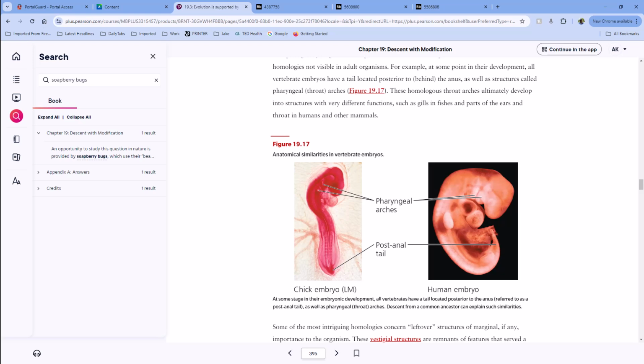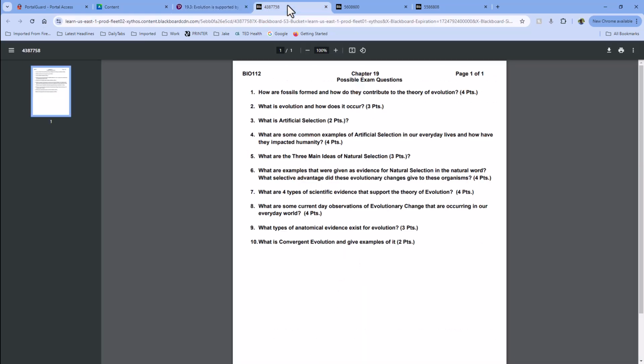And then what is convergent evolution? That's where we talked about the flying squirrels and the sugar gliders, flying squirrels in America and the sugar gliders in Australia. So that's figure 19.18, page 396. So that's all of chapter 19.